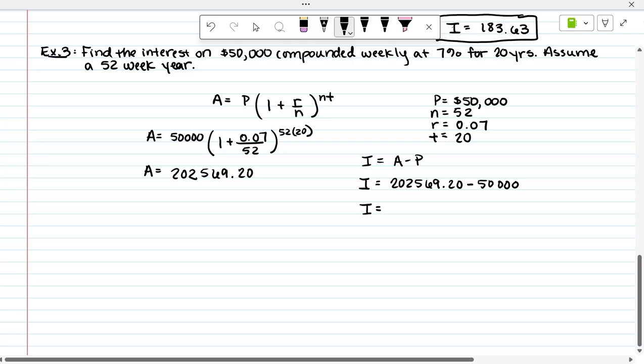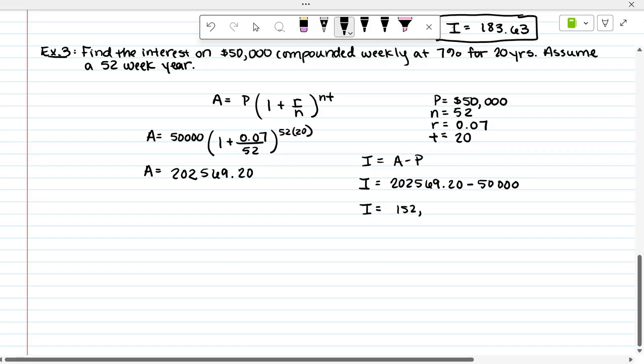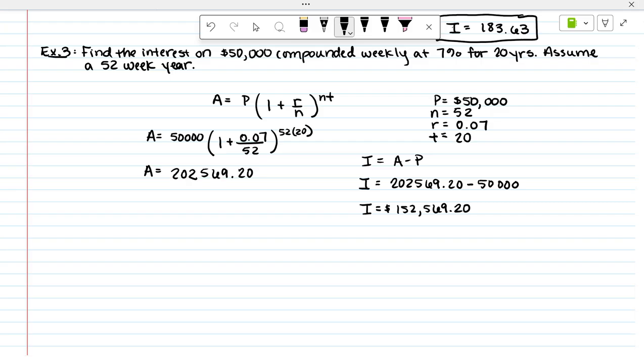And that leaves me with this account that I put that $50,000 in. It earned me $152,569.20 over those 20 years. Now, if you have just $50,000 that you can say, I don't need you for the next 20 years, then this isn't bad. You made approximately $150,000 in 20 years and didn't do anything except loan your money out to whatever institution was paying you this much interest.